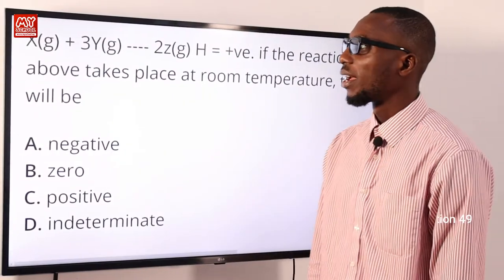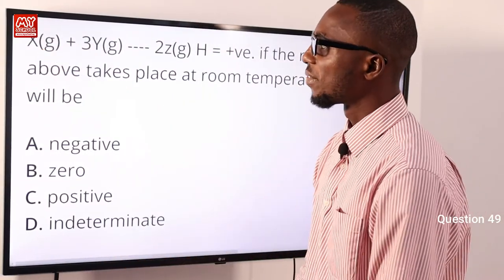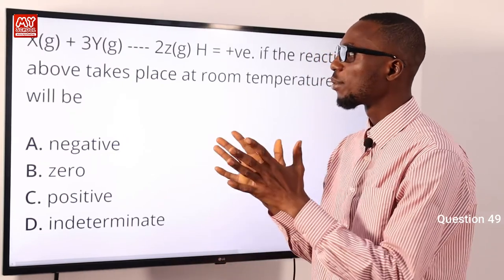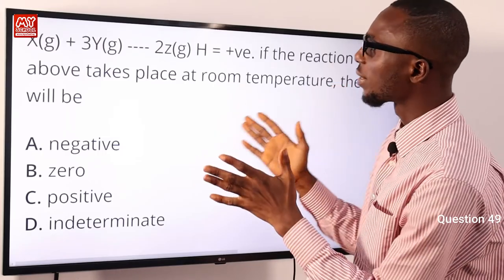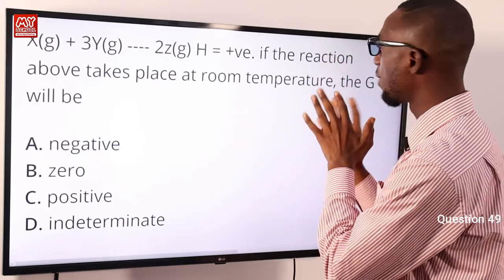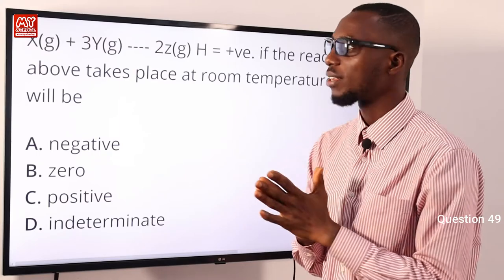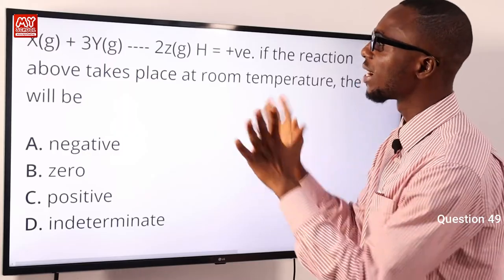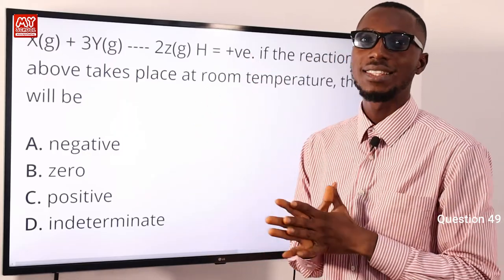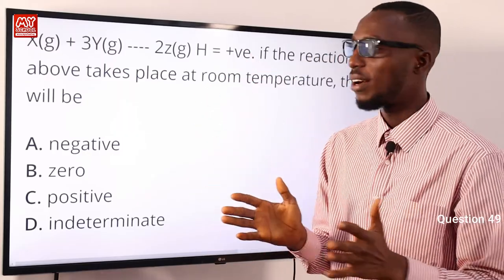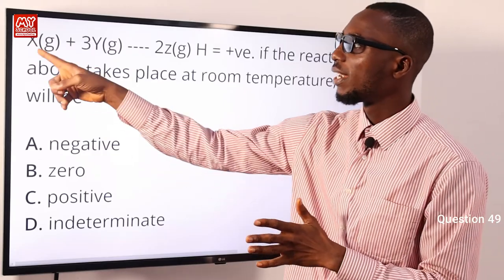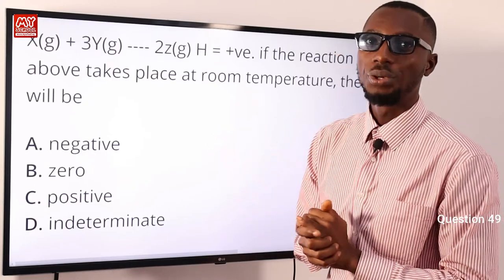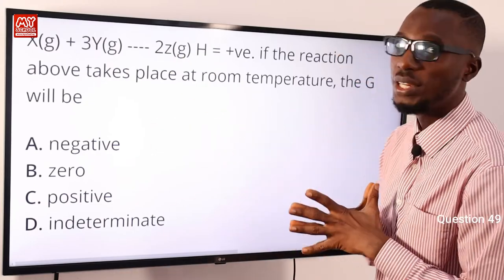Question 49, we have X gas plus 3 moles of Y gas to give us 2 moles of Z gas, okay? If the reaction above takes place at room temperature, the free energy will be what? Okay, so at first, using your New School Chemistry page 248, you'll be able to identify this reaction as the synthesis of ammonia, okay? So this is definitely nitrogen gas, plus 3 moles of hydrogen gas in a reversible reaction to give you 2 moles of ammonia gas, okay?